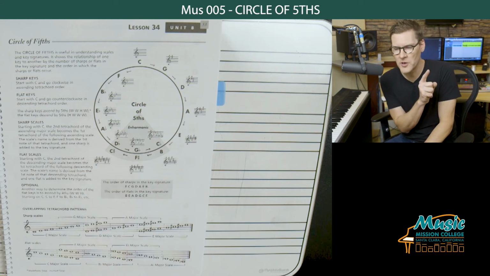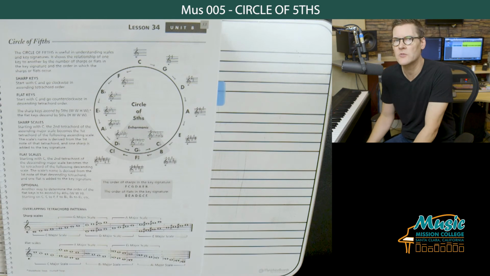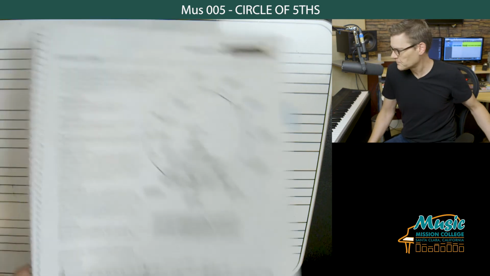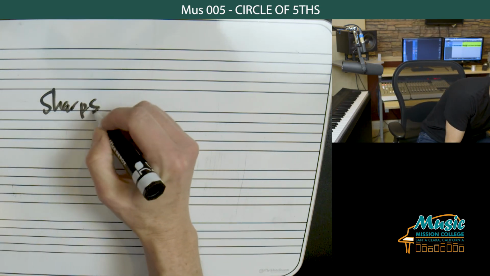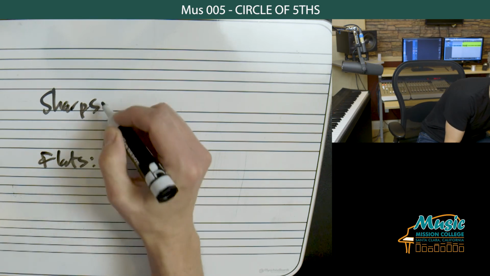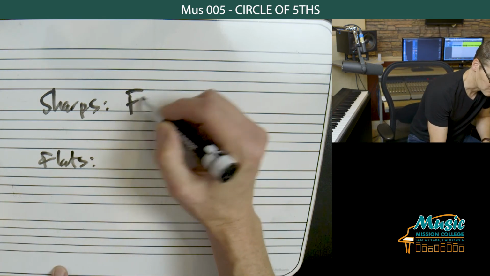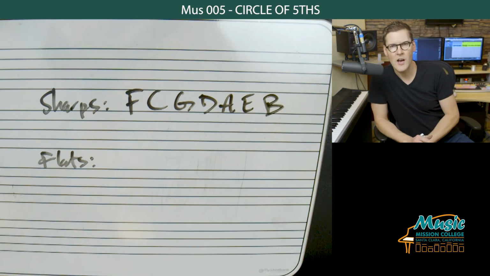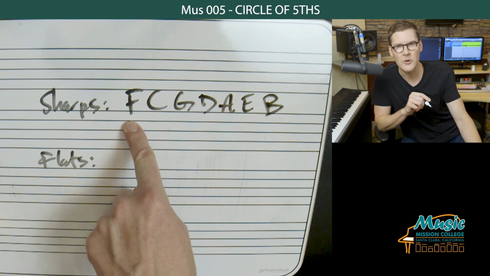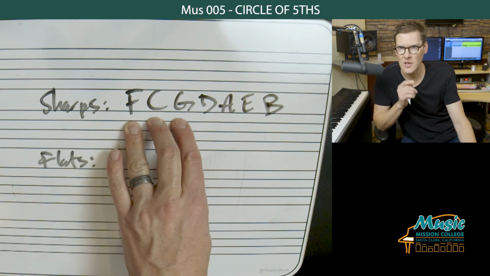All right, last thing I want to bring up on the circle of fifths for now is the pattern or the order of the sharps and the flats. And this is something I would love to have you just memorize. So here's what it looks like. The order of the sharps is this. If you have 1 sharp in a key signature, it will always be F sharp. If you have 2 sharps, it will always be F sharp and C sharp. 3 sharps, F, C, and G.